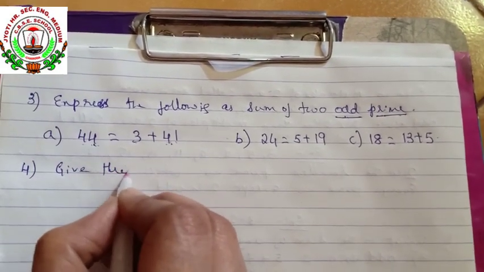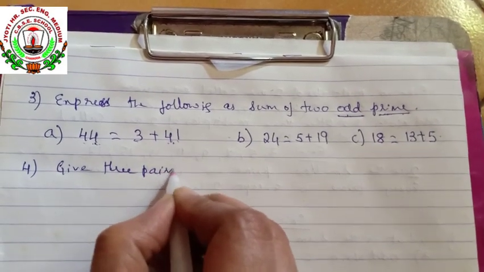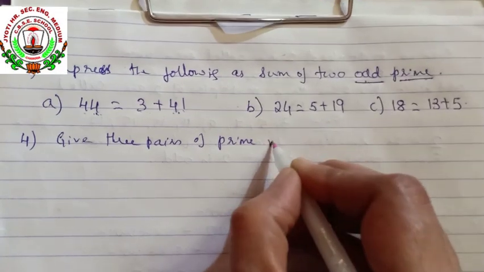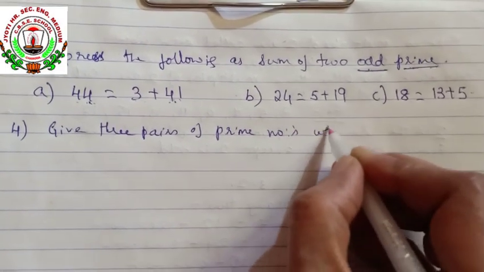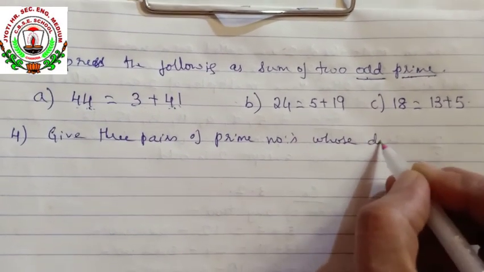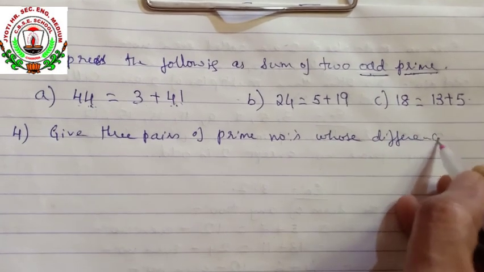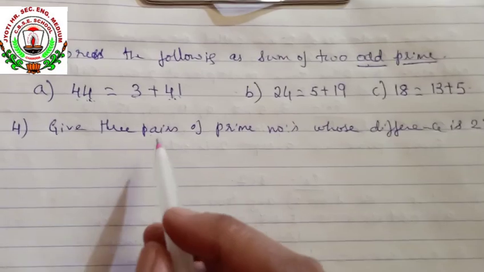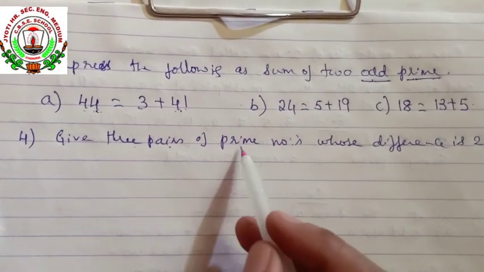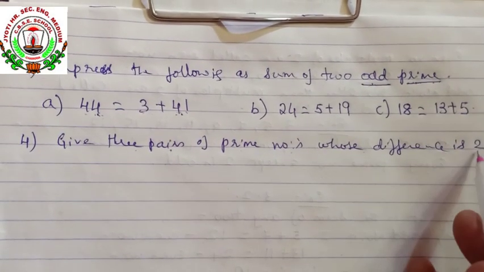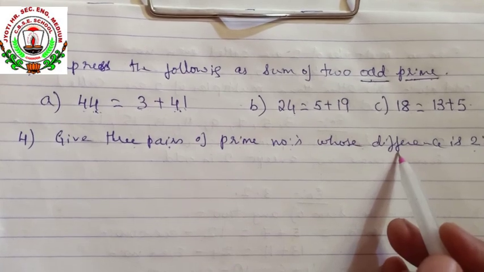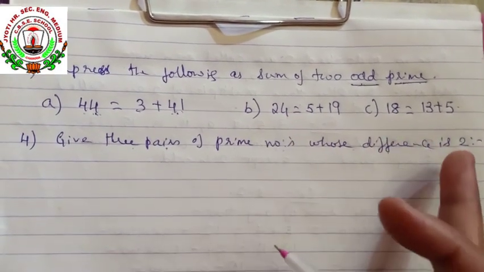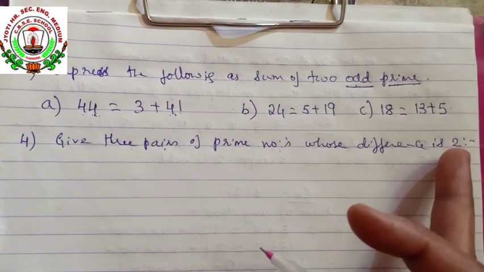give 3 pairs of prime numbers whose difference is 2. They're asking to give 3 pairs of prime numbers whose difference is 2. Difference means minus. When we subtract any 2 prime numbers, the answer should be 2. The difference should be 2.